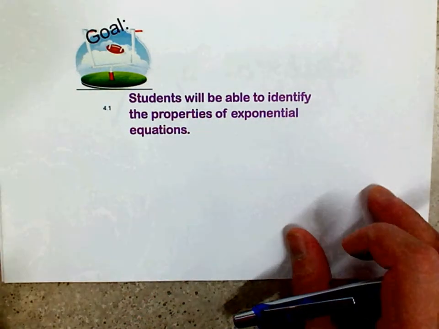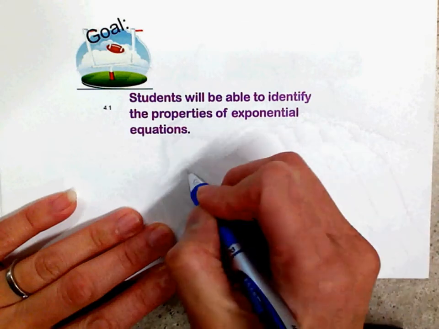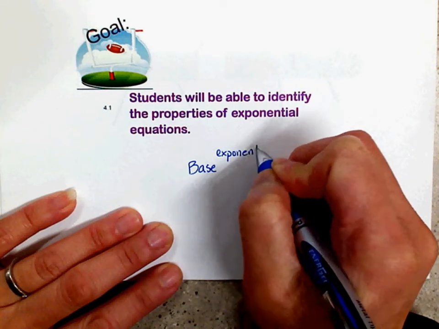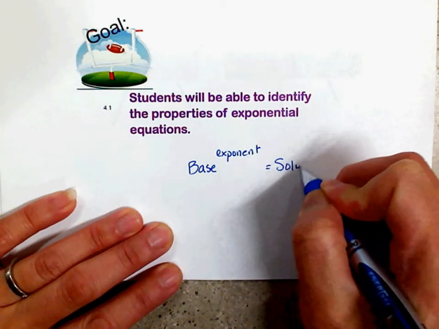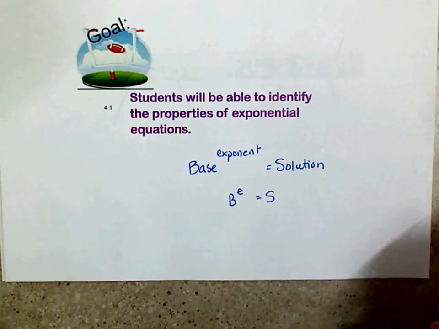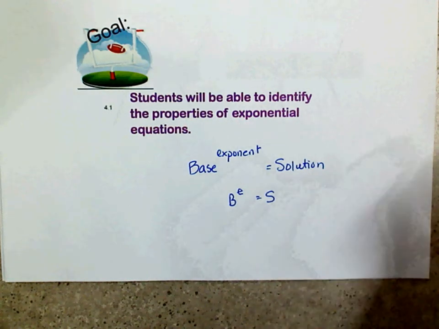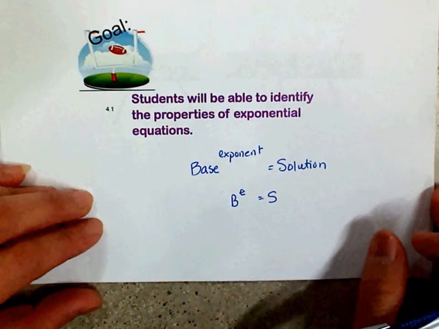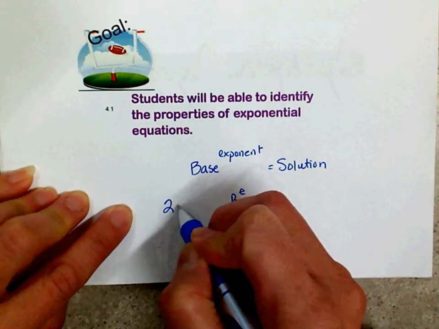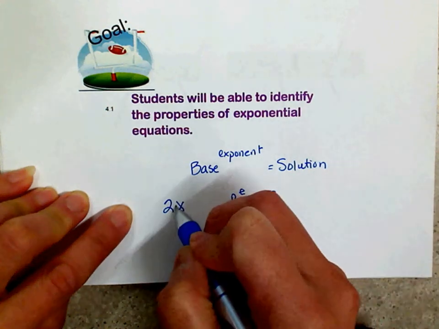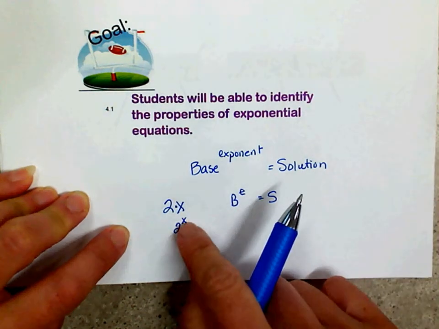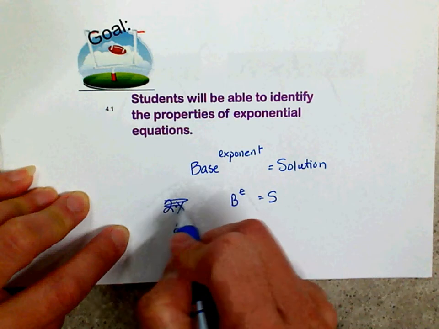Before I start, I want you to notice, here's your base. Your exponent goes up a little bit, and that always gives you a solution. So I just want you to think of b to the e equals the s, the solution. Think of that order because it's going to help you in your next unit regarding the exponent. By the way, when you write an exponent, don't write it down here. This is actually 2 times x. You need to raise it up a little bit and make it small. That is an exponent. This is not an exponent.